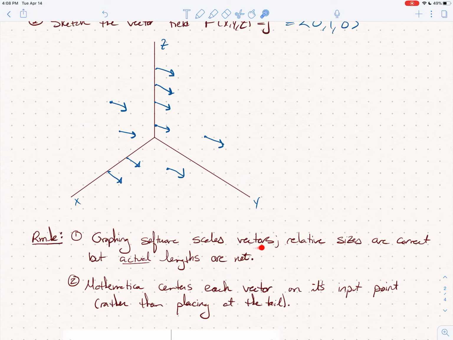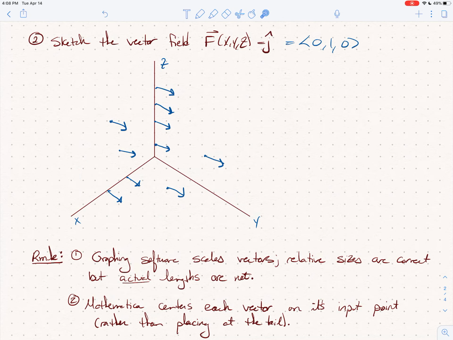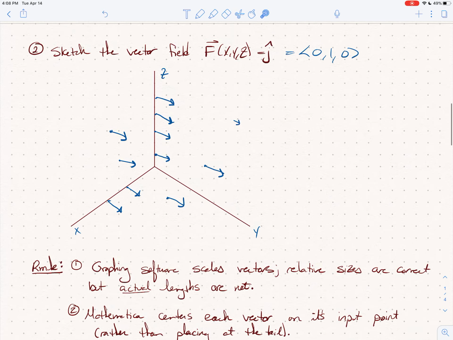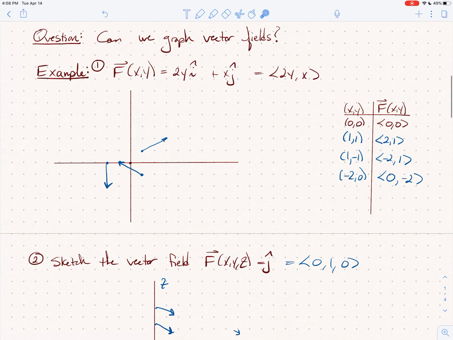Graphing software tends to scale the vectors. The relative sizes are correct, but the actual lengths are not. Notice that here, all these vectors have length 1, and they're all pointing in the same direction. And so if you graph this on Mathematica, they might appear really small, scaled, but the relative lengths are not. If we scroll back up to this one, I guess I should have done one more example here because the lengths all look the same.